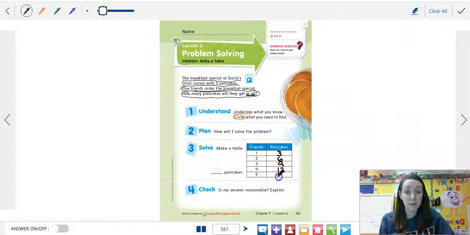If there are 5 friends getting it, there will be 15 pancakes. Again, just adding 3. The question wanted to know how many for 5 friends, so this is my answer. I apologize, it looks like a 16, but it is 15. If there are 5 friends that each get 3 pancakes, they're going to have 15 together. Is that answer reasonable? Yeah, because we've shown it in the table, and that's not a crazy amount. It's not too small, it's not too big.